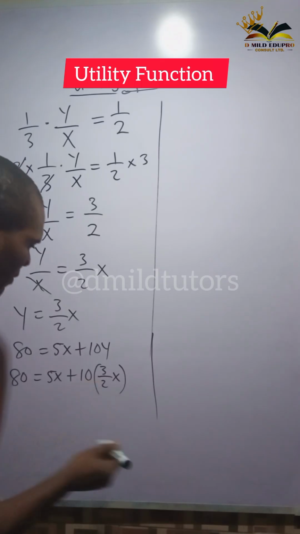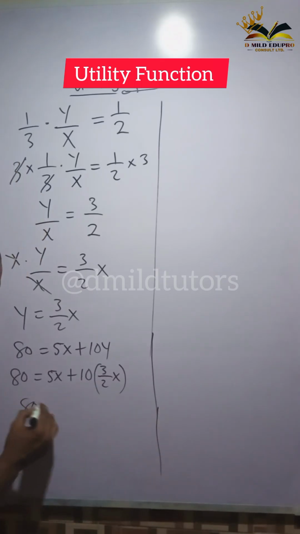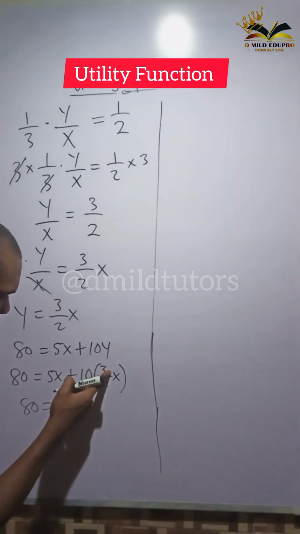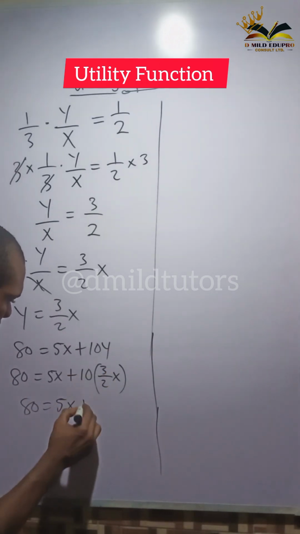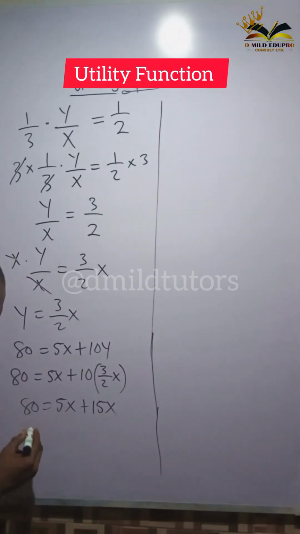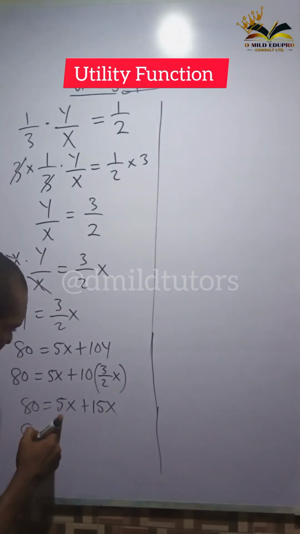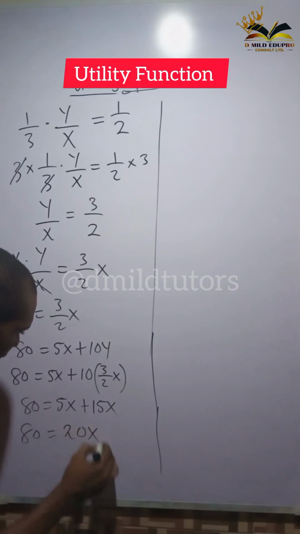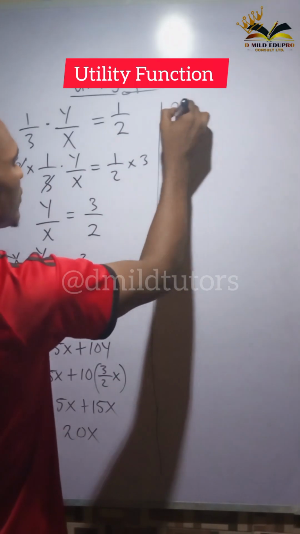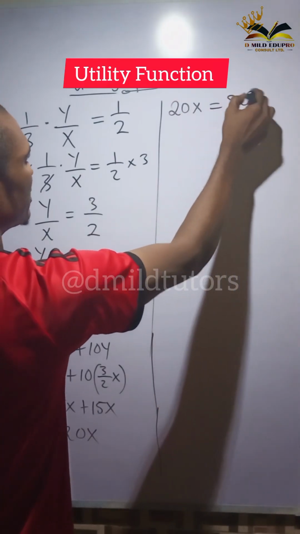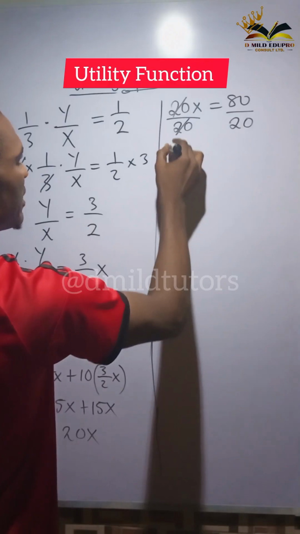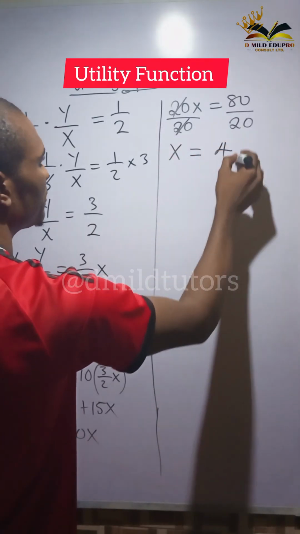So we can go further to simplify this as 80 equals 5x plus, this times this, that is 30x divided by 2, 15x. Right? Now we simplify this. This becomes 80 equals 5x plus 15x, that is 20x. Now we are looking for x, we have to divide both sides by 20. So we have 20x over 20 equals 80 over 20. So this cancels, then our x will be equal to 4.